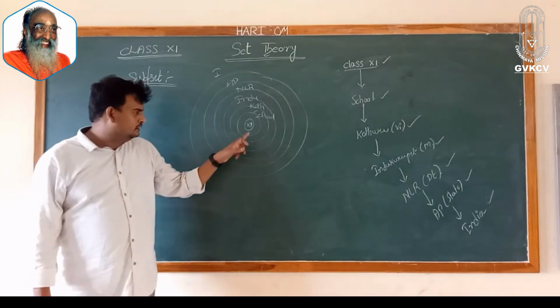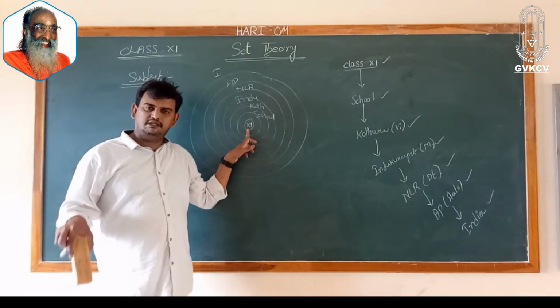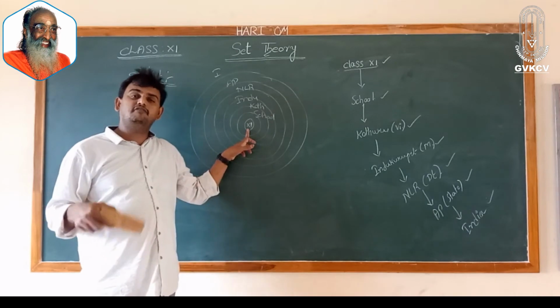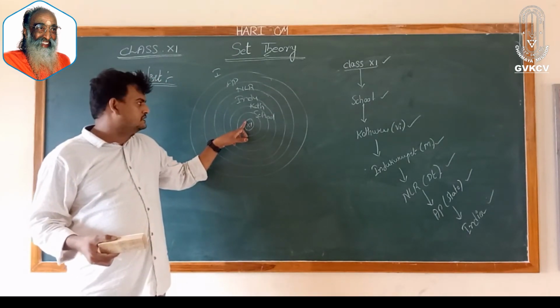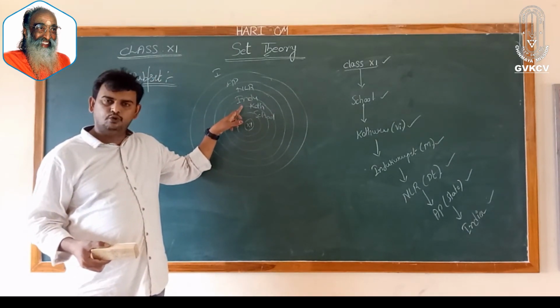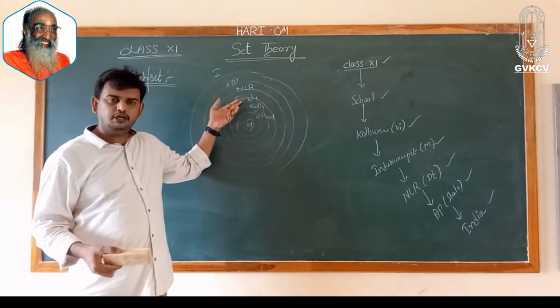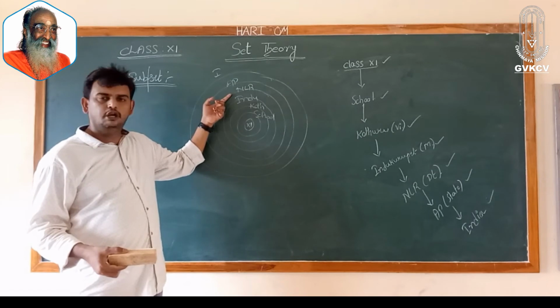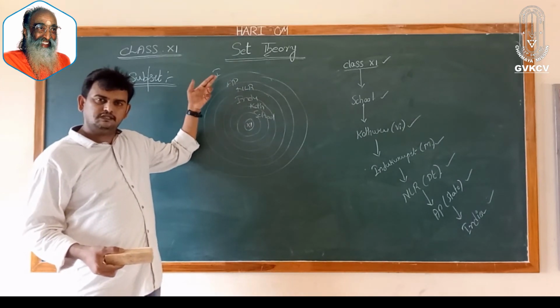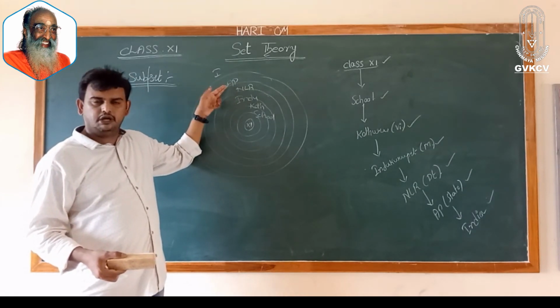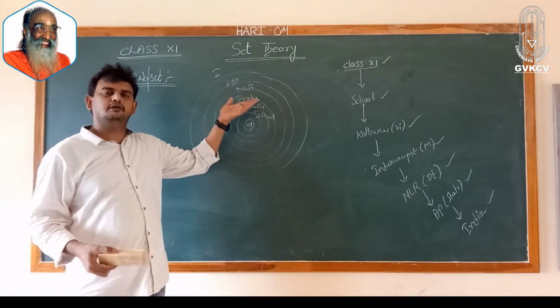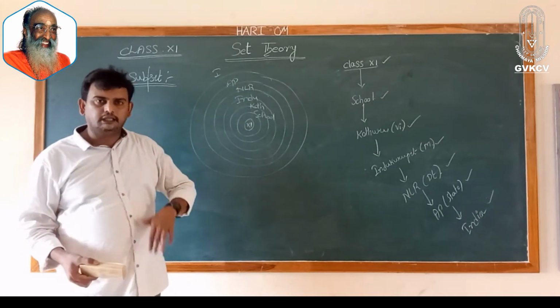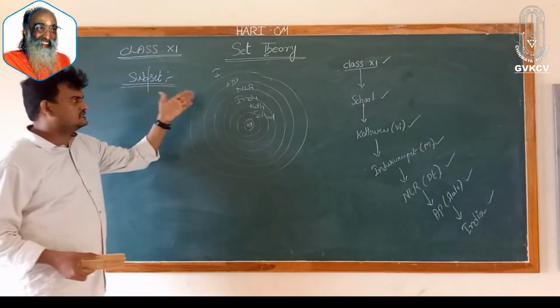Means what we can say here, our class, class 11, is a part of a school. School is a part of Kottur village. Kottur village is a part of Hindupet Mandal. Hindupet Mandal is a part of Nellore district. Nellore district is a part of Andhra Pradesh. Andhra Pradesh is a part of India. Like that, we have a subset.